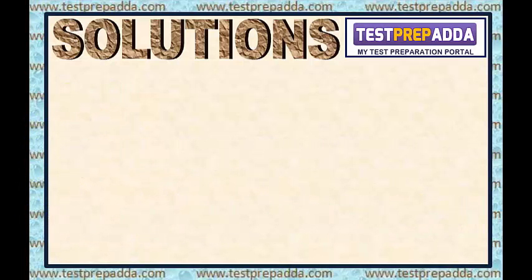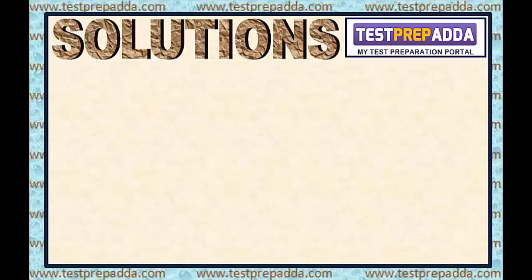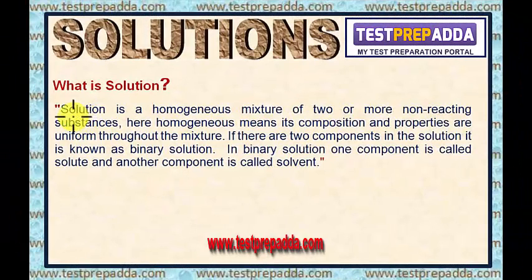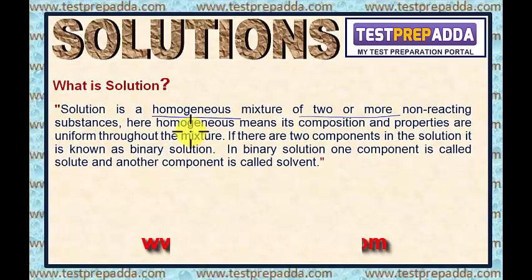Dear students, from this session I will start the discussion of solution and different ways to express the concentration of solution. Now, what is solution? Here is the definition. Solution is a homogeneous mixture of two or more non-reacting substances. And here the meaning of homogeneous is the composition and properties are uniform throughout the mixture.